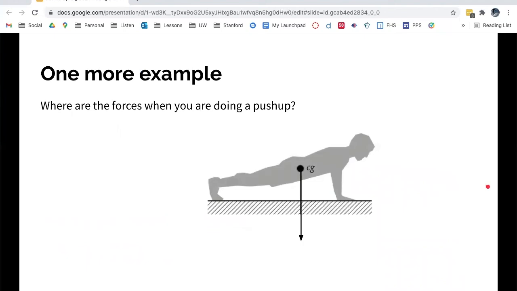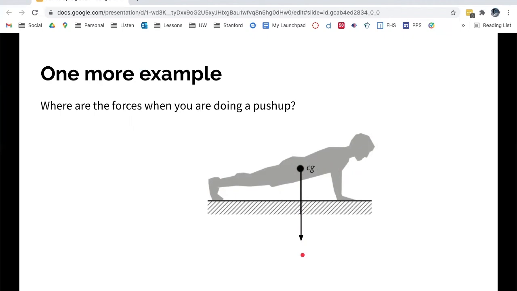Let's look at one more example. Think about this. Where are the forces when you're doing a push-up? Imagine yourself here. Again, we start off the same way. We draw a simplified version of you. We draw a dot in the middle for our center of gravity, and we start drawing the force. This is the force of gravity pulling you down. So far, so good, right?